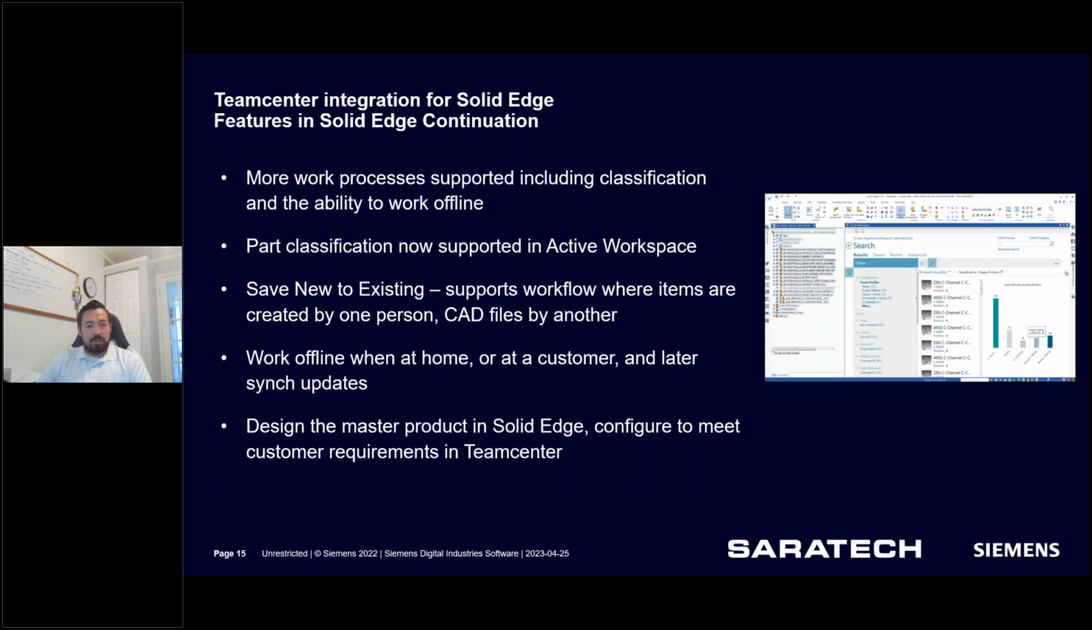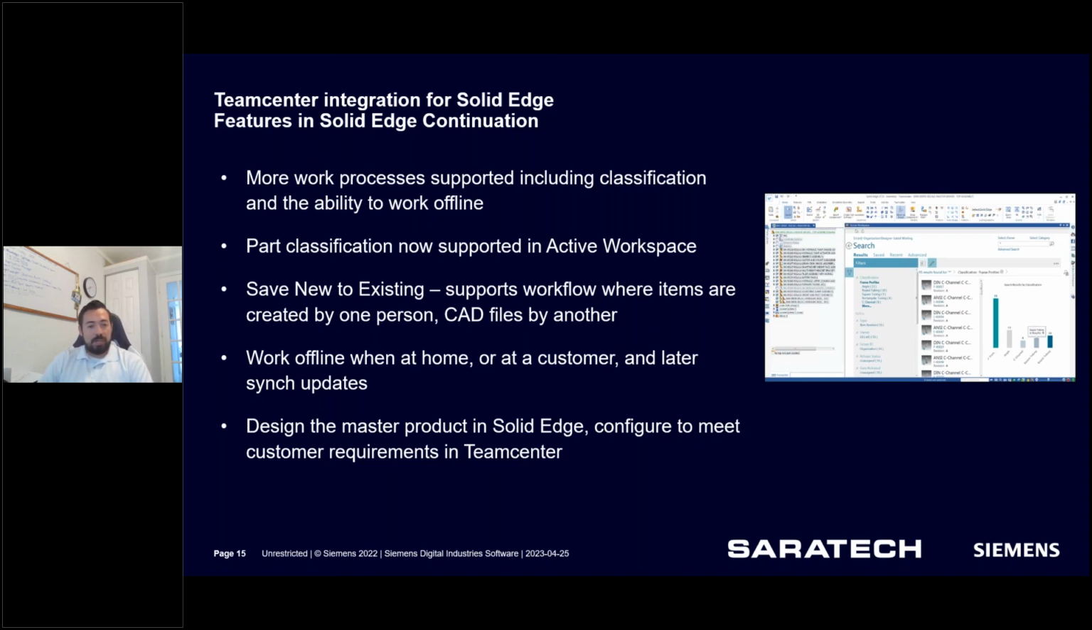More work processes are supported, including classification and the ability to work offline. Part classification is now supported in Active Workspace. Save to new and existing supports workflows where items are created by one person, and CAD can be created by another one. You can work from home, for example, or if you're visiting a customer, make changes, work offline, and later synchronize this to your Teamcenter database. So send up the changes that you have created.